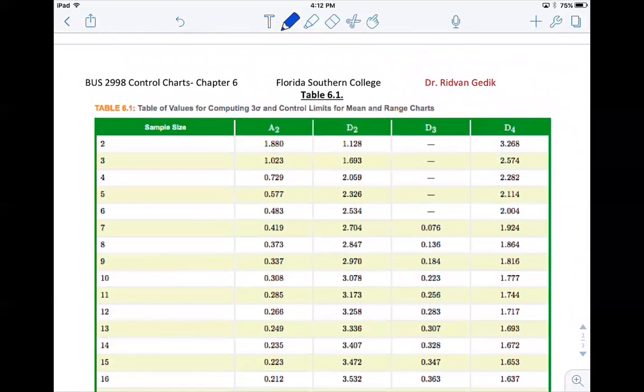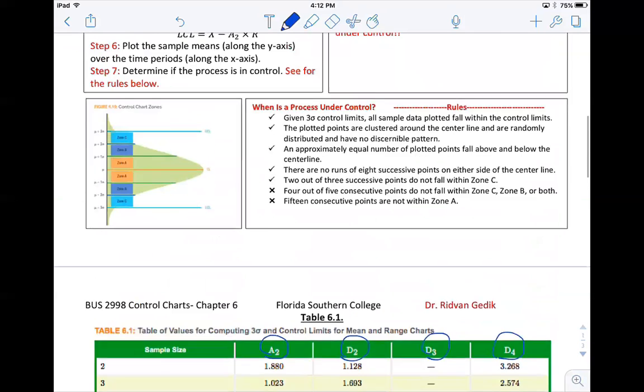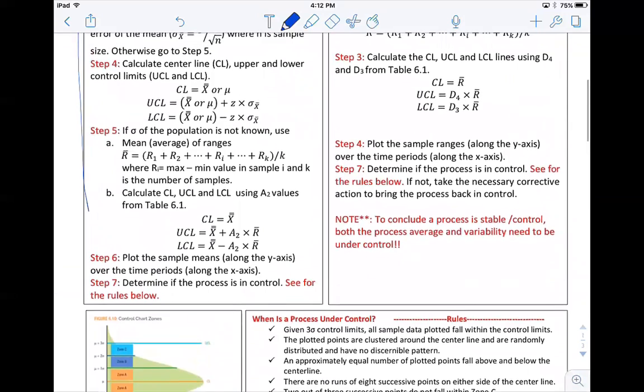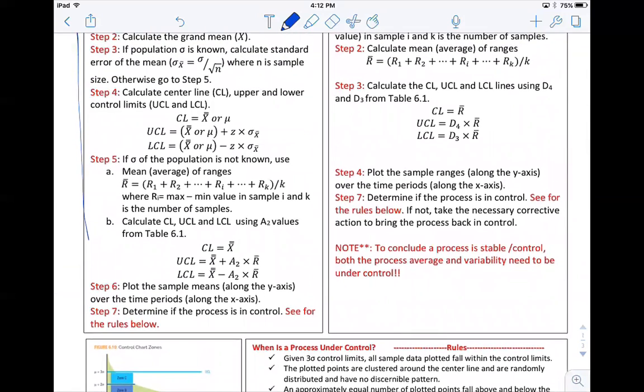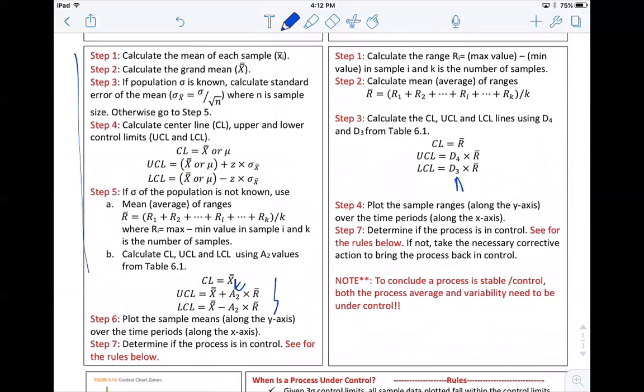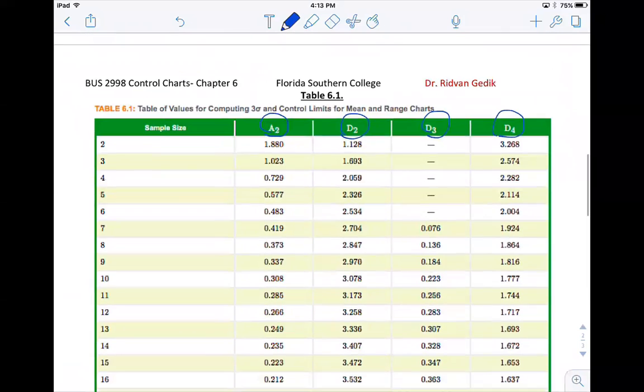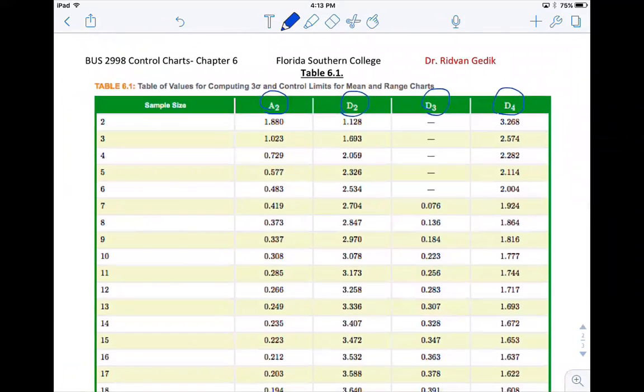Make sure that you know how to use this table, because there are some constants, A2, D2, D3, and D4, that you might need to use when putting those mean charts and R charts together. This formulation, for example, requires you to use A2, and this formulation requires you to use D3 and D4. If you don't know where these values come from, you just look them up from table 6.1.